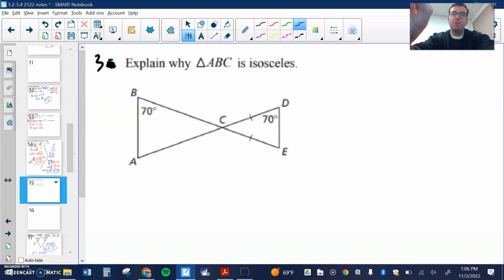Don't get frustrated. All right, so I know if these 2 sides are the same, that makes these 2 angles the same. Well, if that's 70 and that's 70, I have 140. 180 minus 140 gives me 40.